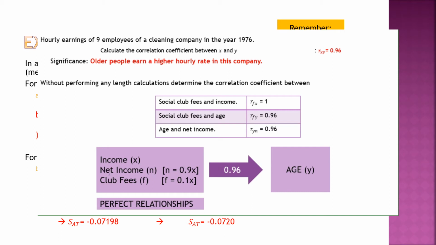What about between net income and club fees? It will be 1. Perfect relationship because there is a formula. If income is 2,000, 1,900 is net income, 100 is club fees. It's a formula because this plus this is this. Anything related with a formula is a perfect relationship. And in this case, it's positive. Why? If income increases, this will increase, this will increase. That's why income and net income is 1. Income and club fees is 1. Understand? So social club fees and income, 1. Social club fees and age, 0.96. Age and net income, 0.96. Just play this video again to try to understand it. Take your time and understand it, alright?